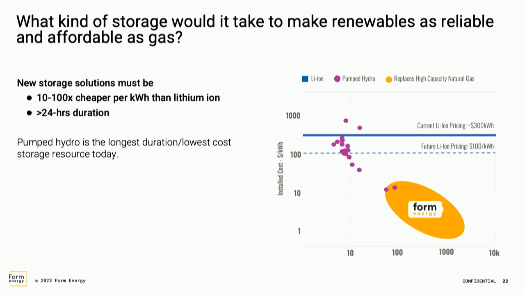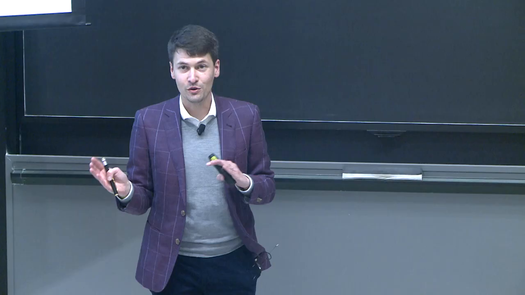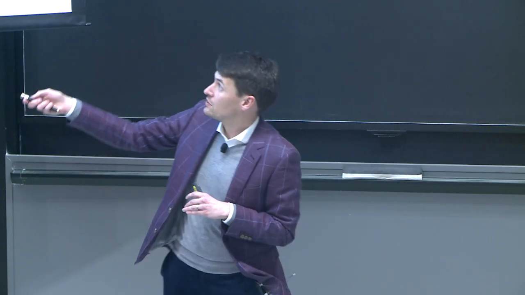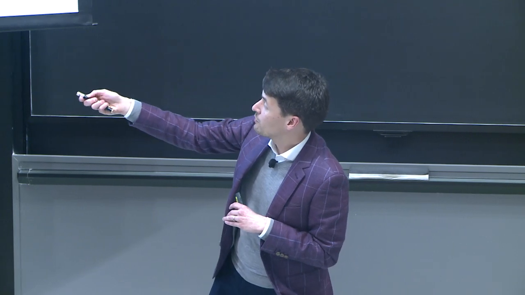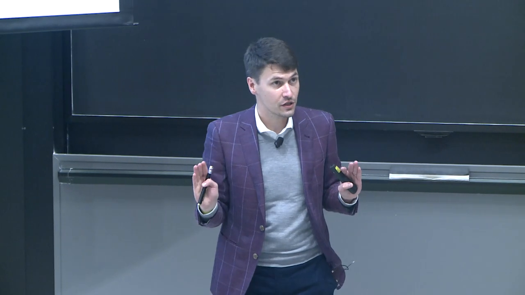One other just note, I put everything in terms of dollars per kilowatt hour on here for consistency, and I don't want to have to swap back and forth between dollars per kilowatt hour and dollars per kilowatt, so dollars for energy and dollars per power, but they're just related to each other by division or multiplication. So my dollars per kilowatt hour number, if I multiply by duration, I'll get dollars per kilowatt.